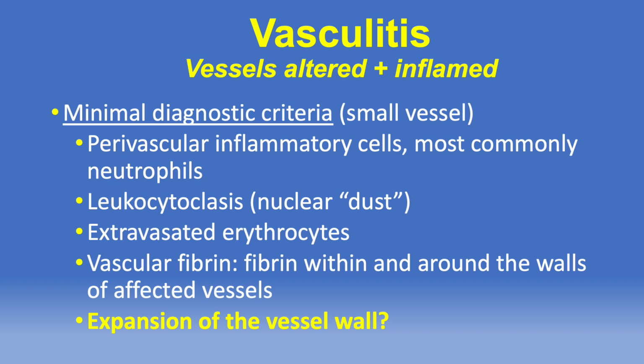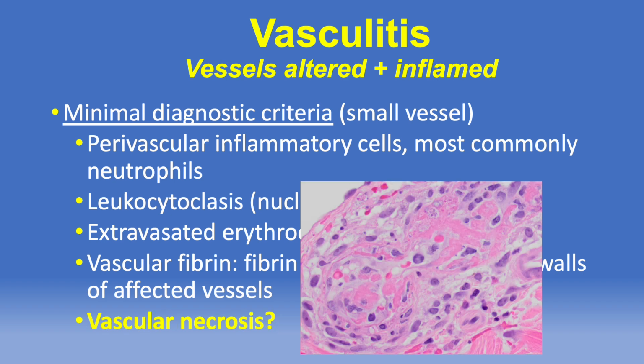essential criteria. The other way that the vessel wall can be expanded is in chronic vasculitis, when you can get a fibrointimal thickening of the affected vessel. And again, that usually is present in conjunction with additional features of vasculitis. Another feature is vascular necrosis, and so that certainly makes sense that inflammation directed against and damaging the vessel wall will eventuate in endothelial cell necrosis.